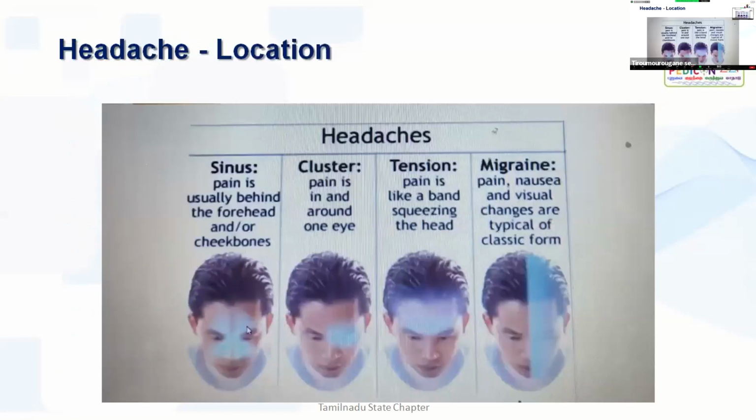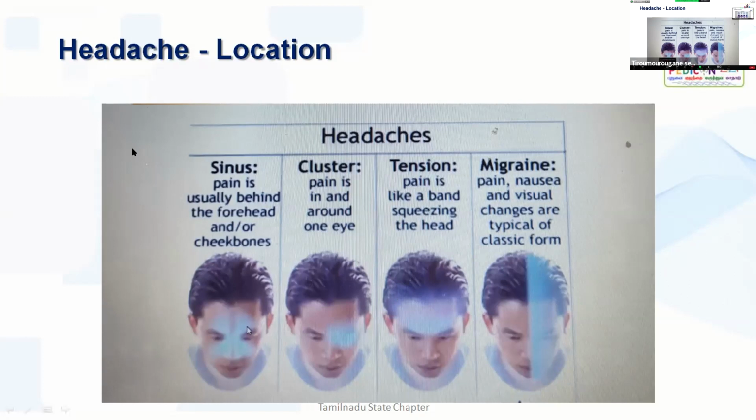Coming to the site of headache, it can give us a clue during the clinical examination. In sinusitis, the pain is usually behind the forehead or behind the cheekbones, whereas in a migraine, it is usually unilateral in adults, whereas in children, it is bilateral. In tension type headache, it is bilateral, frontal, and squeezing, whereas in a cluster headache, it is in and around the eyes.